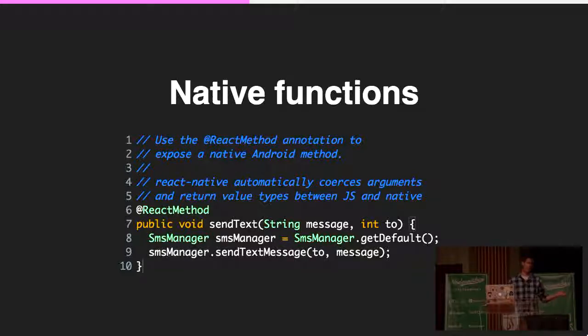One of the coolest things about native is the native APIs that are exposed. So React Native allows you to call those native APIs from JavaScript. This is an example from Android. You can see the @ReactMethod annotation marks this method as being able to be called in JavaScript. And inside, we're using an SMS manager API to send a message.